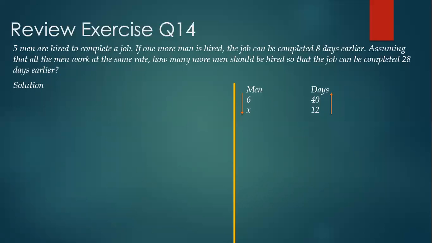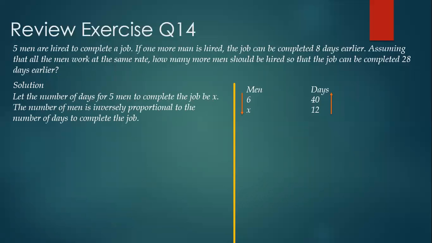So it says 5 men are hired to complete a job. Okay. So let's say that we do not know in how many days they complete that job. So we say let the number of days for 5 men to complete be X, because we have to write an equation that 5 men can finish a task in how many days. So we do not know that, so we are assuming it as X.